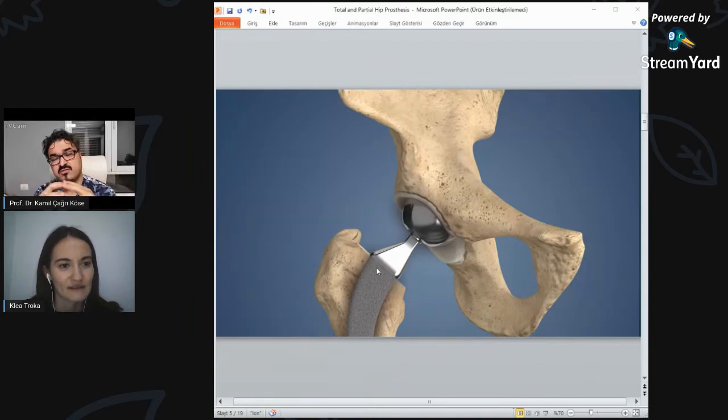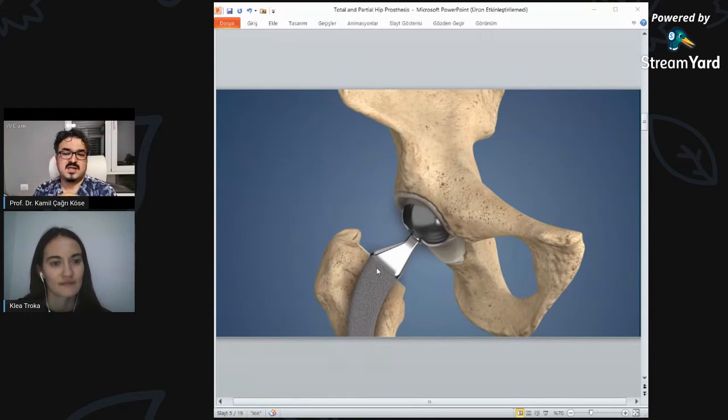And when ingrowth of the bone occurs, the prosthesis is as stable as your own bone. Sometimes, when we do not want to rely on the porous coating of the prosthesis, we use bone cement. We insert bone cement into the canal of the femur and then insert the prosthesis into the cement. And when the cement sets in like 5 to 10 minutes, the prosthesis bone interface is rock solid. Okay.